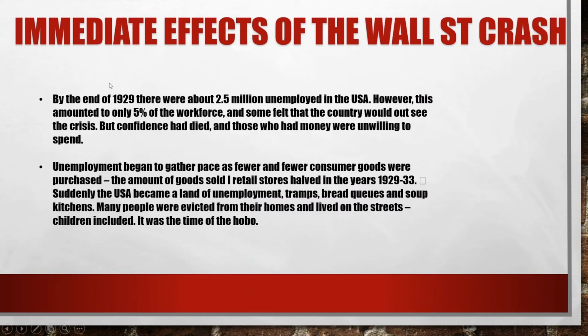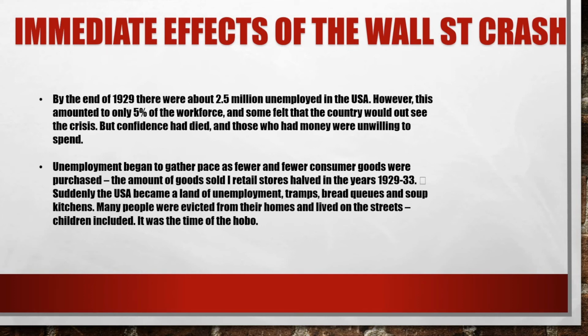So what were the immediate effects of when the Wall Street crash happened? By the end of 1929, there are about 2.5 million people unemployed in the USA. This only amounted to 5% of the workforce, and some felt that the country would see the crisis out, but confidence had died, and the people that did have any money left were really unwilling to spend. Unemployment gathers pace, and there are fewer and fewer consumer goods being bought and sold in retail outlets. The amount of goods sold in retail stores actually halves between 1929 and 1933.